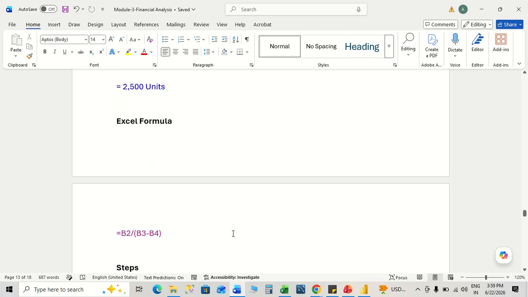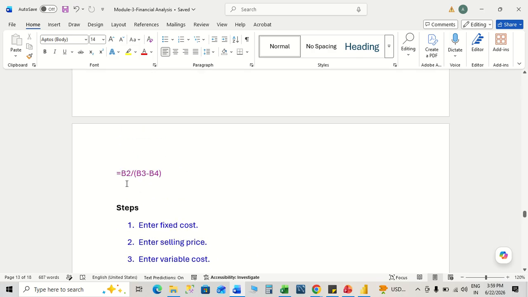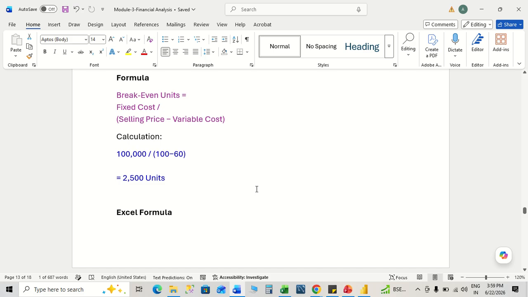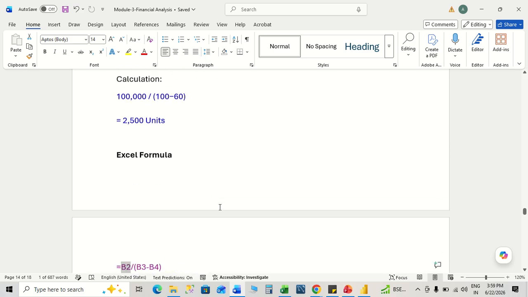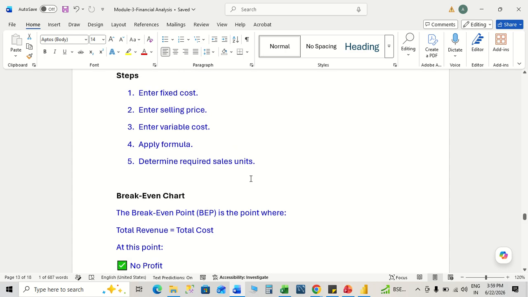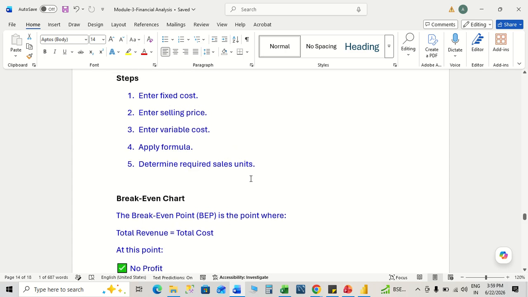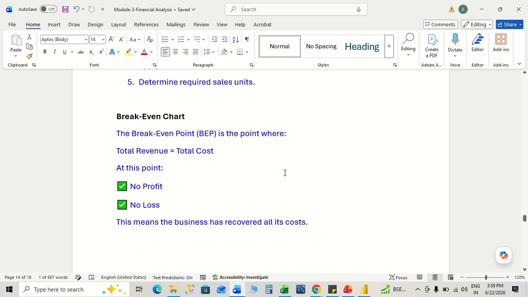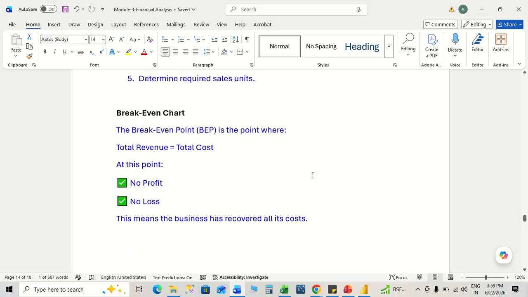Okay. So in Excel we can use it like this. In cell B2 we have the fixed cost, and in B3 and B4 we have the selling price and the variable cost. Okay. So enter the fixed cost, enter the selling price, enter the variable cost, apply the formula, and determine the required sales units. So break even chart. We can understand with the break even chart.